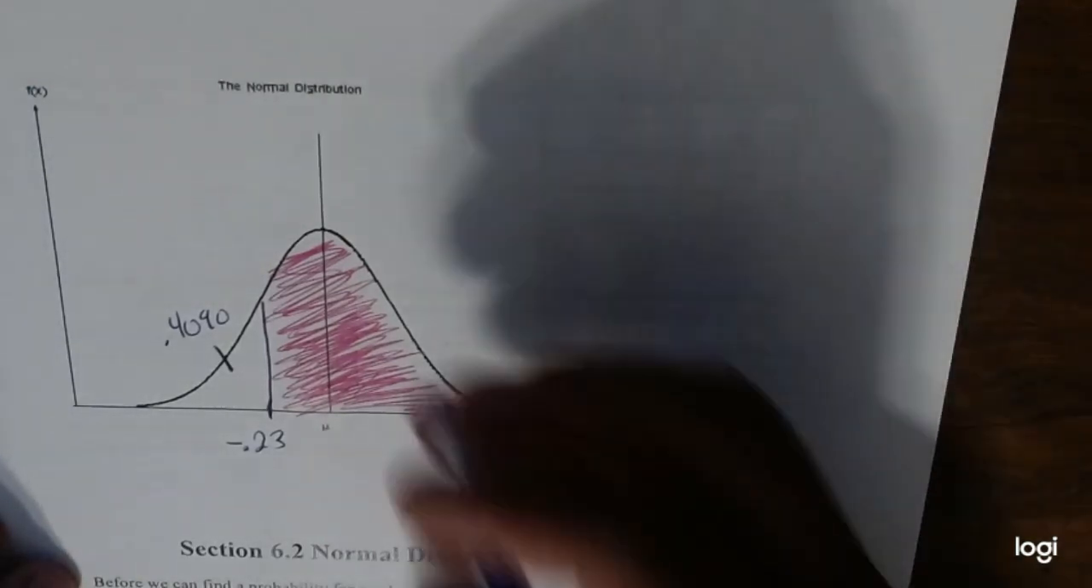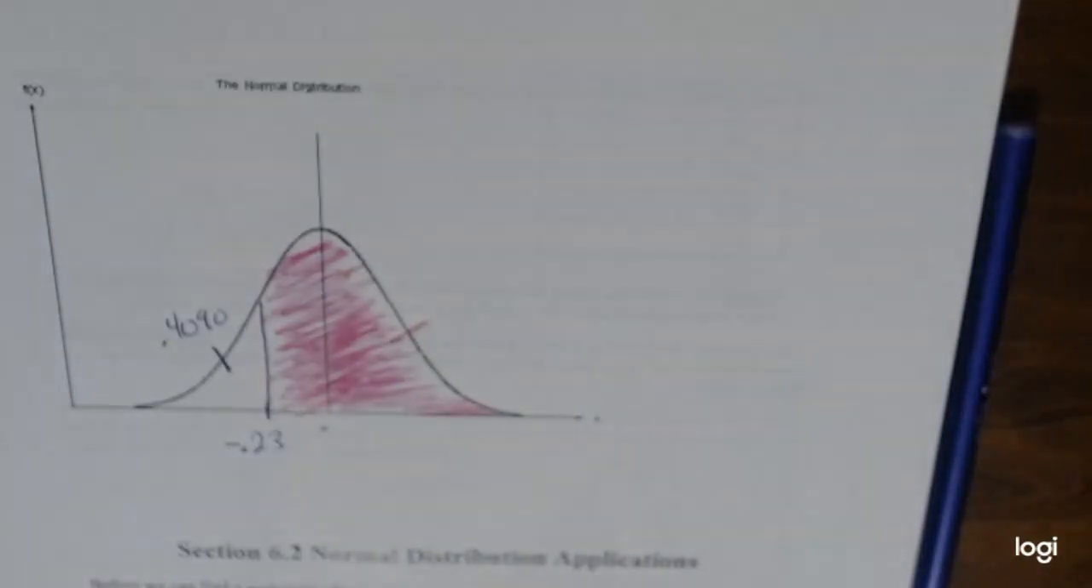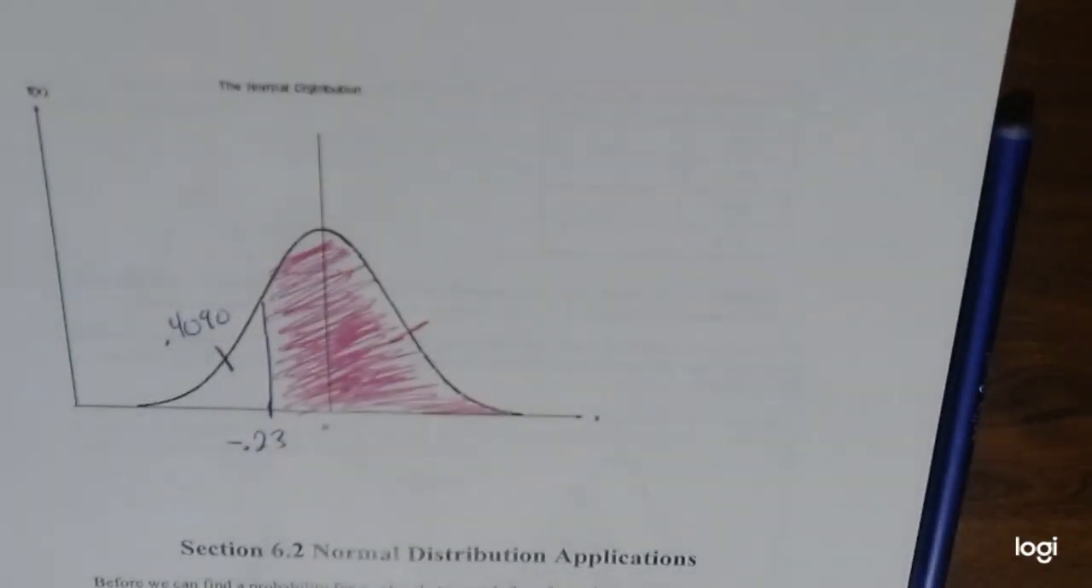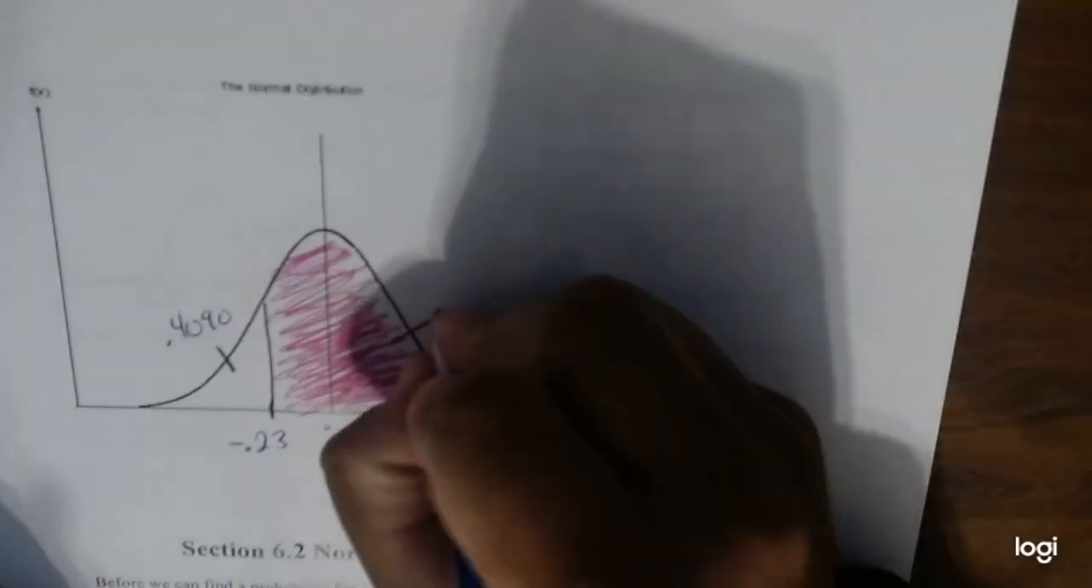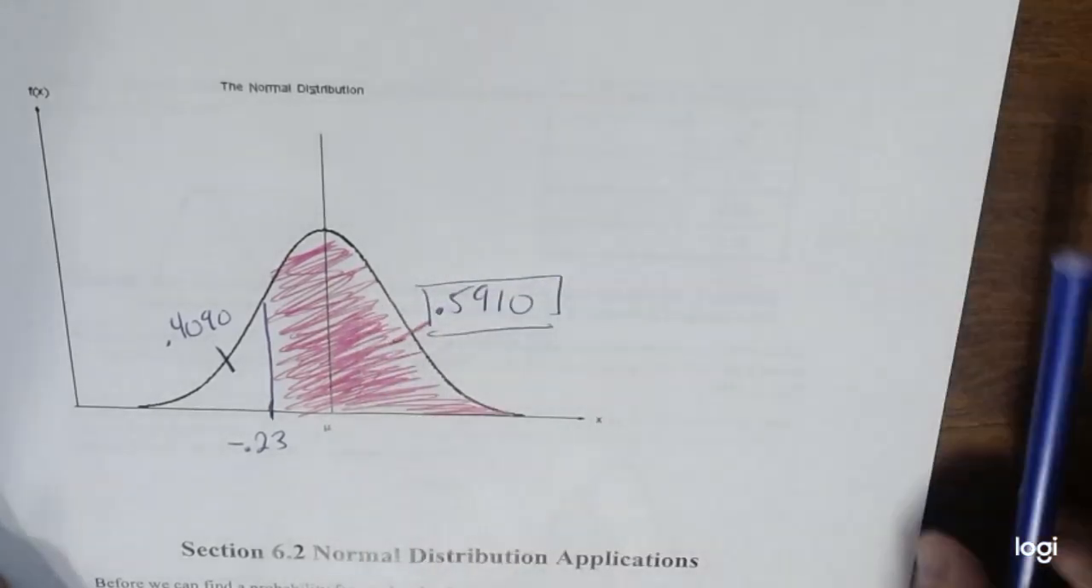All right. But again, that's not my final answer because I want everything to the right of it. So I just do 1 minus 0.4090, which gives you 0.5910 as your answer. Okay.